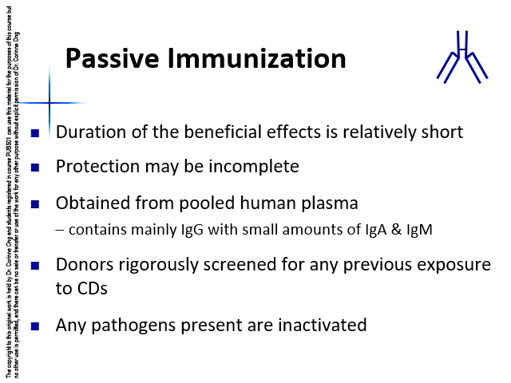Unfortunately, passive immunization does not provide a long or complete protection, but is a good alternative to active immunization in the scenarios described on the previous slide. The antibodies are usually obtained from pooled human plasma, which contains mainly IgG with small amounts of IgA and IgM. In order to prevent any transmission of blood-borne pathogens, donors are screened for previous exposure to communicable diseases, and any pathogens that may be present are inactivated by heat treating the plasma or using other methods of viral removal.